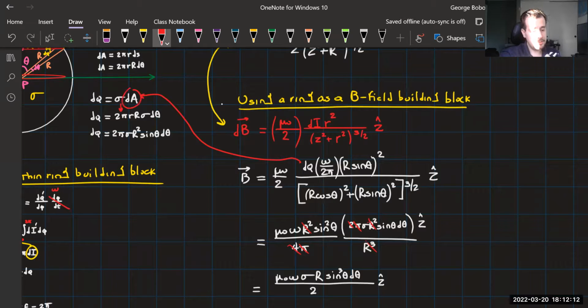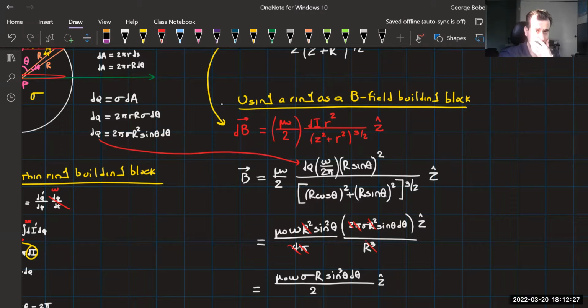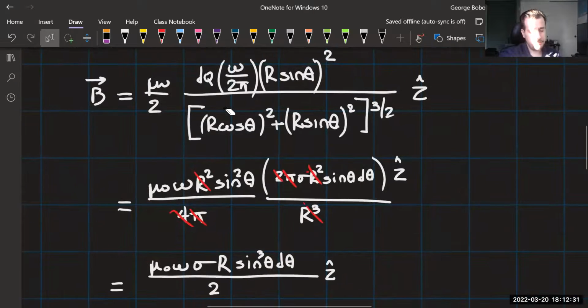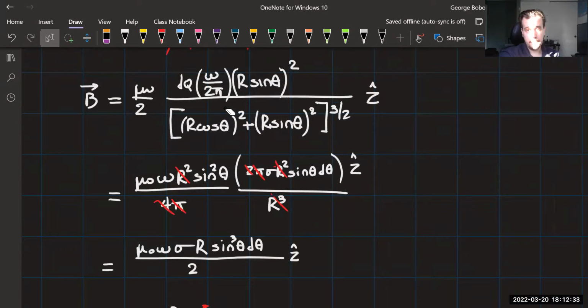I put in what dA is. And then we just basically opened it up all the way. So now we put in this version for dq. The whole thing, as you see it, we just shove it in there. And you've got your integral in the next step. It's going to be a theta integral. So you have here sine cubed d theta. Everything else is constant.